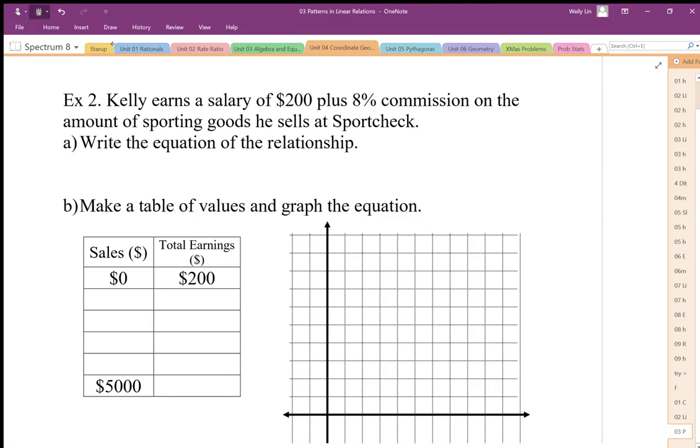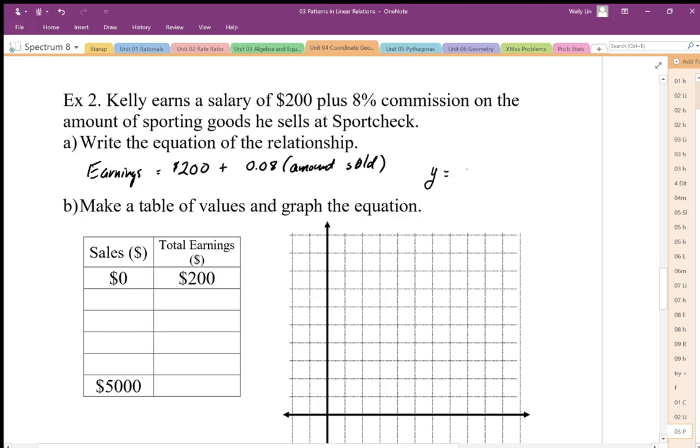Okay, so what does my equation look like? It's going to look like this. Earnings is equal to, we start with $200 and we're going to add on 8% times the amount sold. Okay, and as an xy equation, we can write this as y equals 200 plus 0.08x. Okay, so let's make a table of values here.